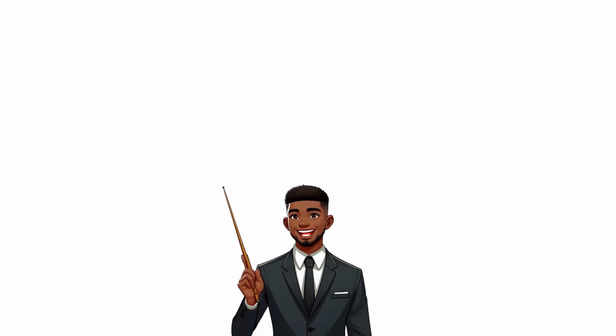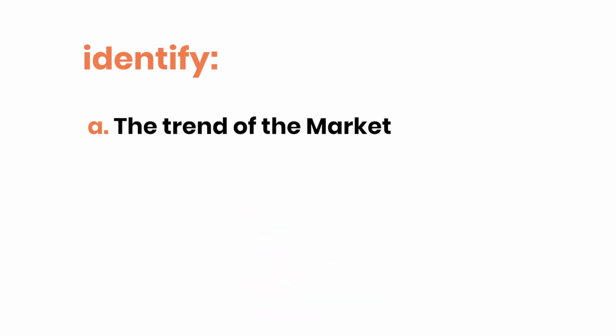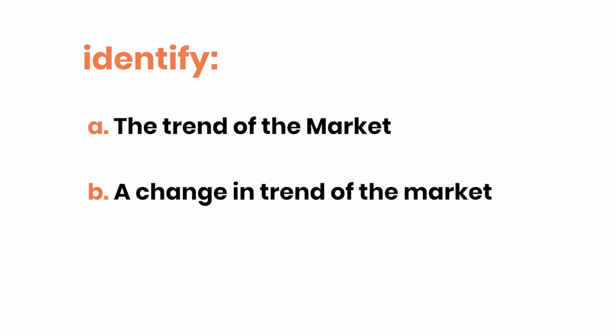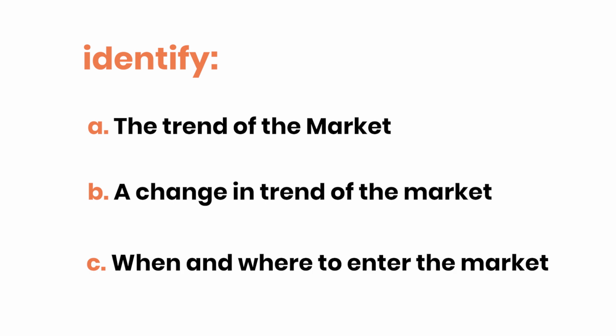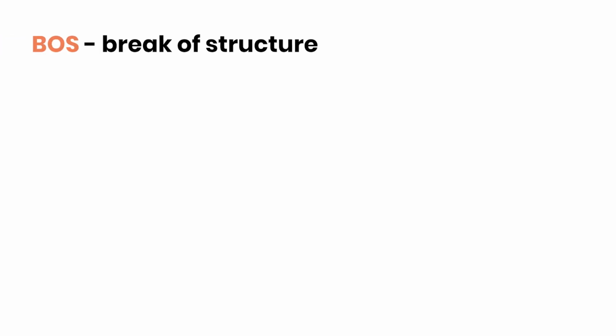At the end of this video, you should be able to identify A. The trend of the market, B. A change in trend of the market, and C. When and where to enter the market. Let's start from the basics by understanding some terms used in this video.